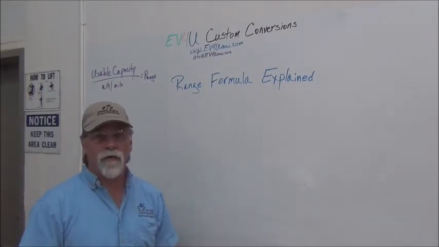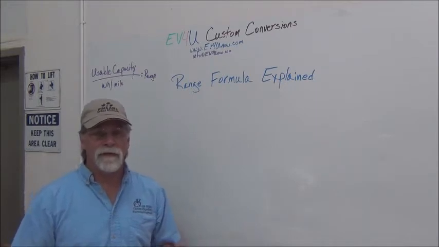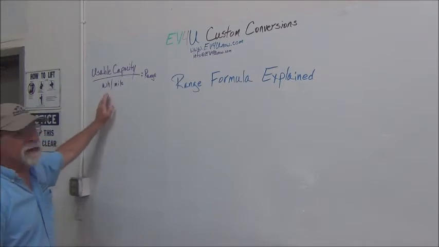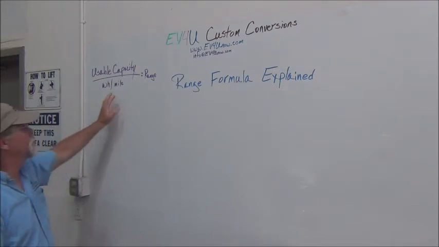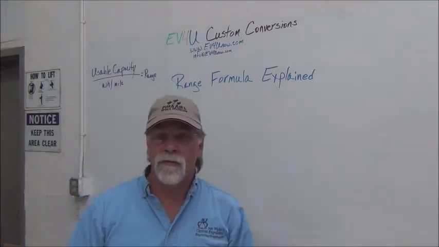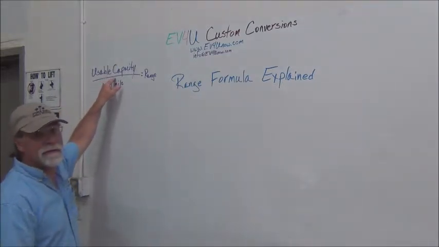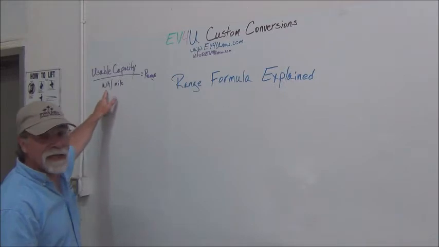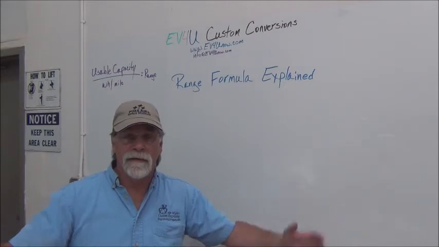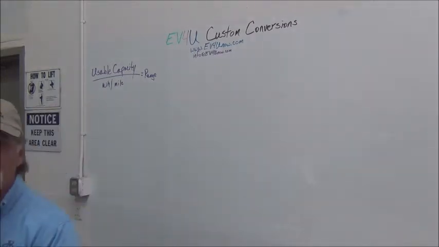So what is the range formula? Well, the basic formula is pretty simple. It's your usable capacity divided by the watt hours per mile. That gives you your range. So what we're going to discuss today is what's usable capacity, how do you calculate watt hours per mile, and how do we get to that range answer? Well, let's start at the top.